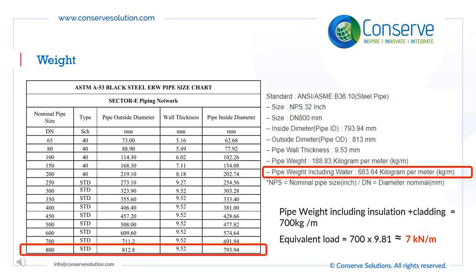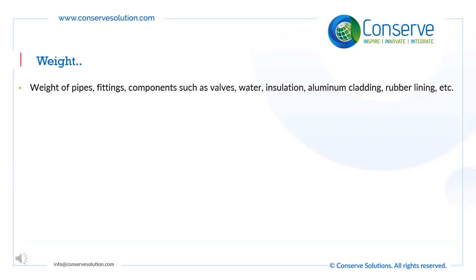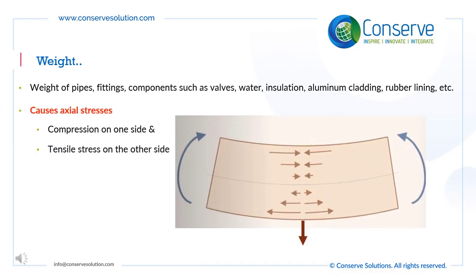The equivalent load can be obtained by multiplying by acceleration due to gravity G, which comes to around 7000 Newton per meter. In other terms, 7 kilonewton per meter. The weight may cause sagging or deflection in the pipe, which in turn causes compressive stress on one side of the pipe and tensile stress on the other side of the pipe.